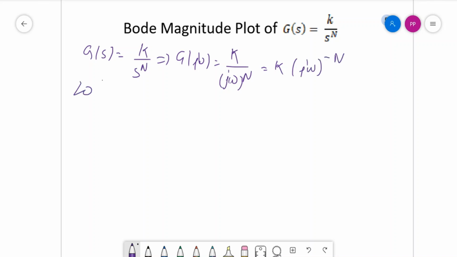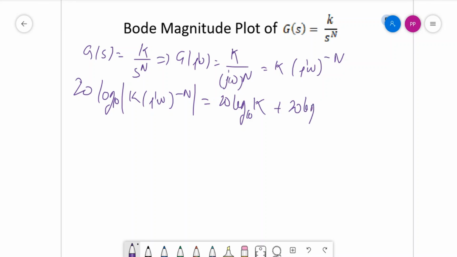It means 20 log base 10 of mod of k into (j omega) power minus n. So this product will be separated: 20 log k plus 20 log base 10 of (j omega) power minus n. This is the mod. So we get 20 log base 10 of k minus 20n log of mod omega.